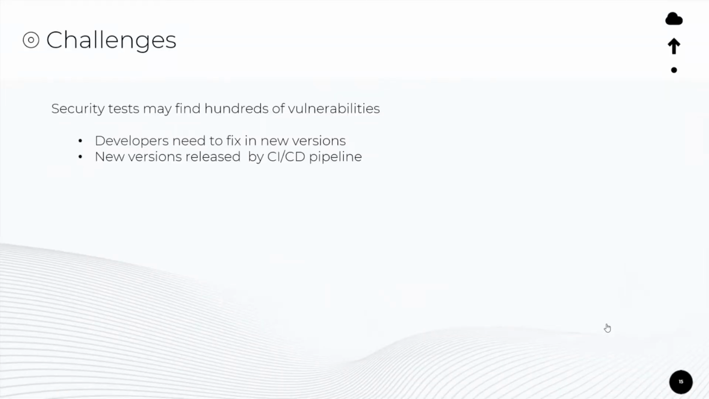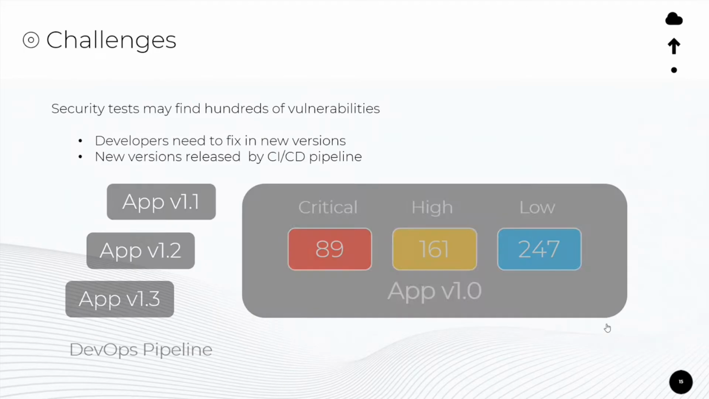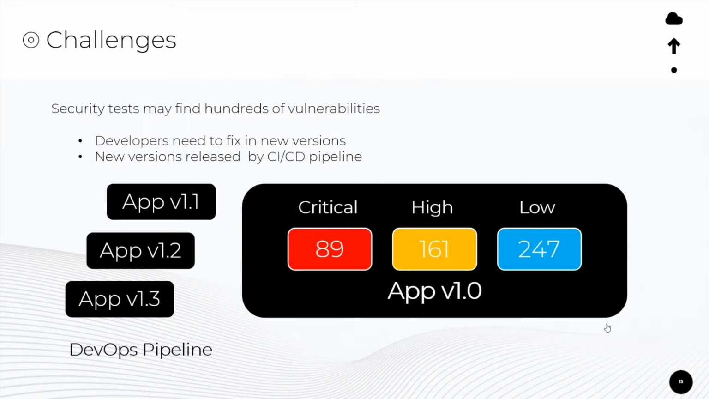Now, when it comes to security tests, they may find hundreds of vulnerabilities, ranging from critical to high to low. And every single time you find security vulnerabilities, you have to go ahead and create new versions, and again the same CI/CD pipeline has to be followed. This is when you perform security tests at the end. You release app version 1, and then you go back to your table and develop version 1.1, version 1.2, version 1.3, and so on.